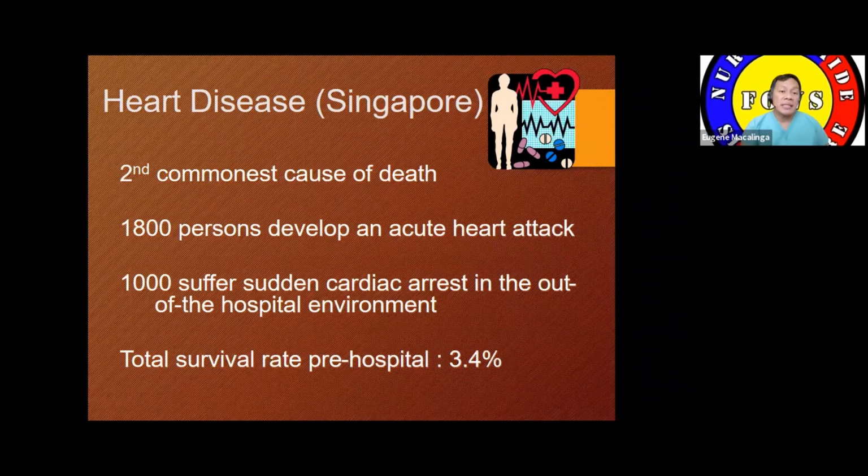What about Singapore? This is the second most common cause of death. Based on the available data, 1,800 persons develop an acute heart attack, and 1,000 suffer sudden cardiac arrest in an out-of-hospital environment. The sad part is that the pre-hospital survival rate is very low, about 3.4%. So in both the Singapore and Philippine settings, heart disease, heart attack, acute myocardial infarction is very concerning and is among the top, if not the top, cause of death.